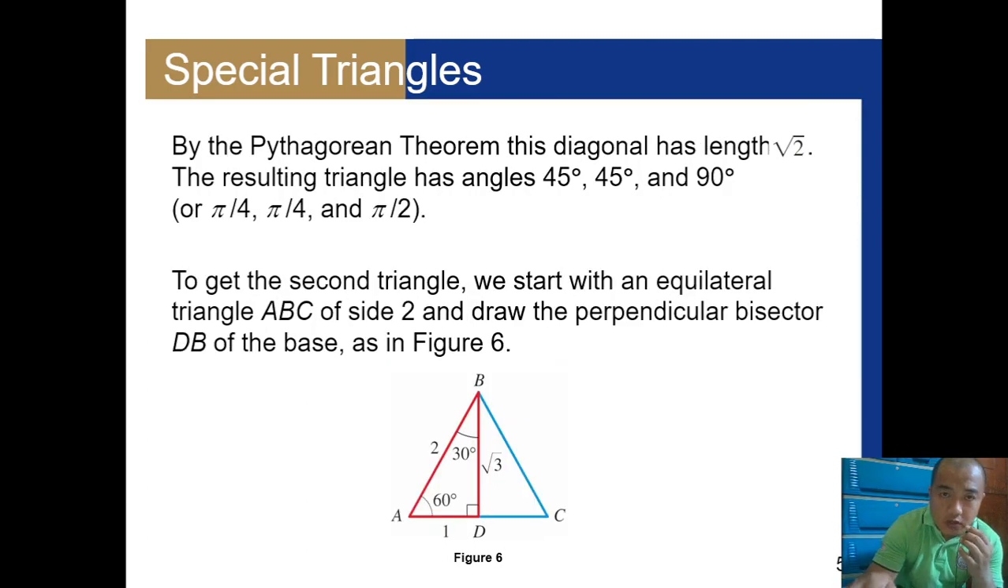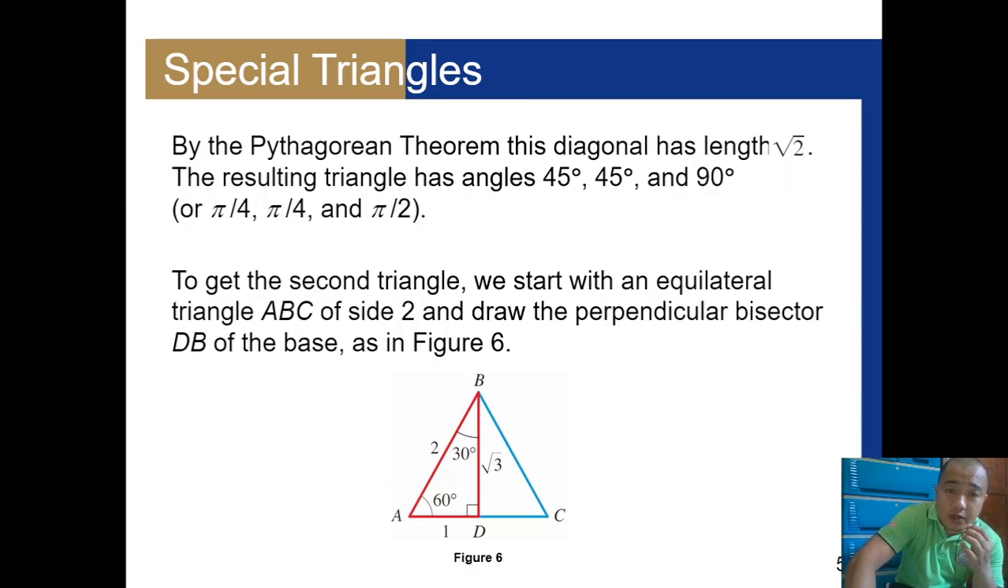So also we have here another triangle. By the Pythagorean theorem, this diagonal has length square root of 2. The resulting triangle has angles 45 degrees, 45 degrees, and 90 degrees.